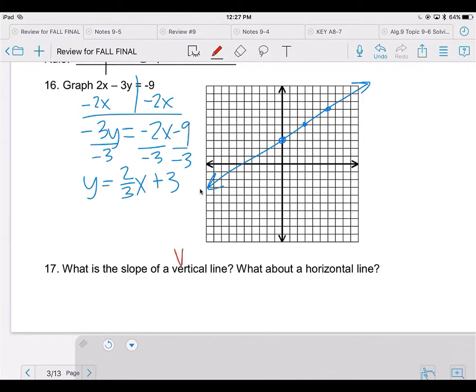17, slope of a vertical line. Vertical line is a vux, so the slope would be undefined. Horizontal line is a hoi, so the slope would be 0.